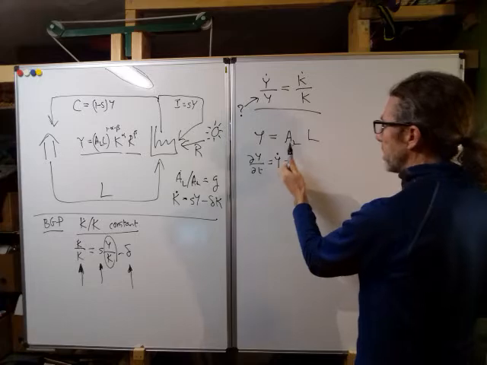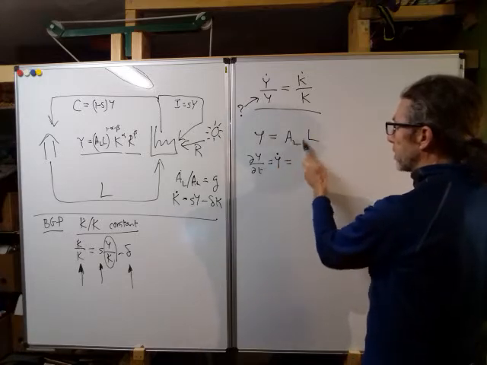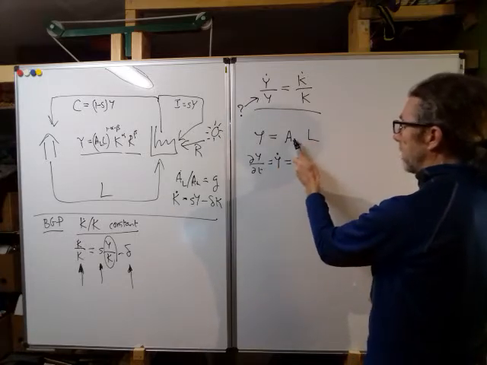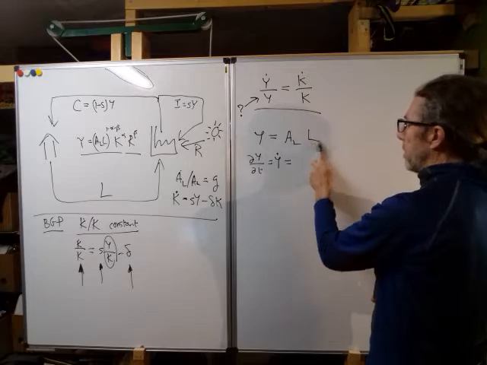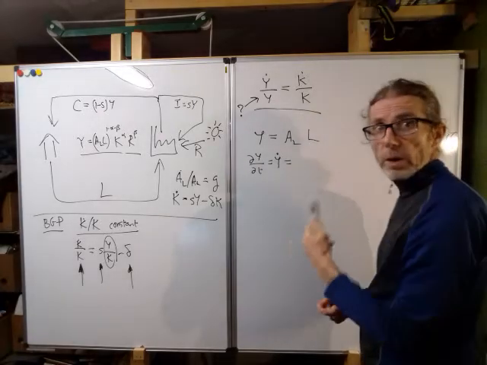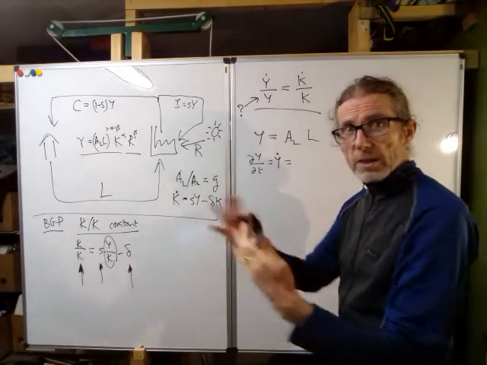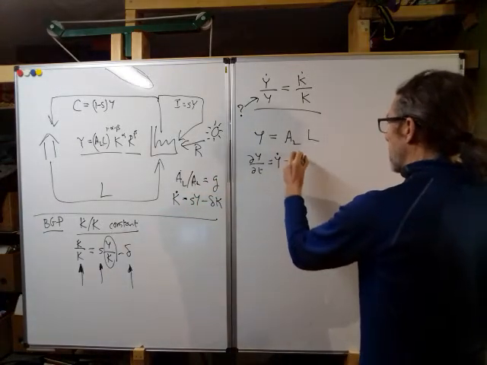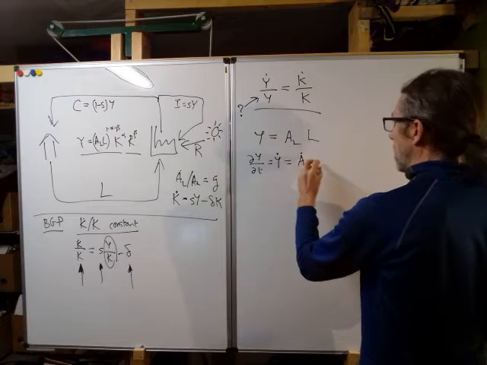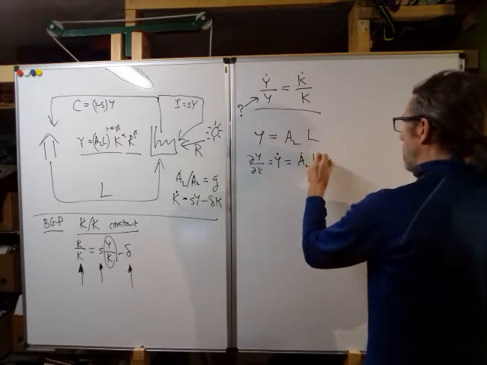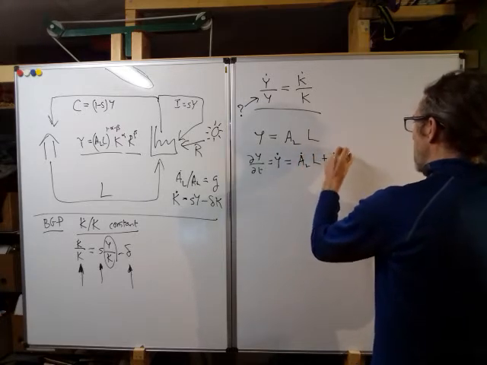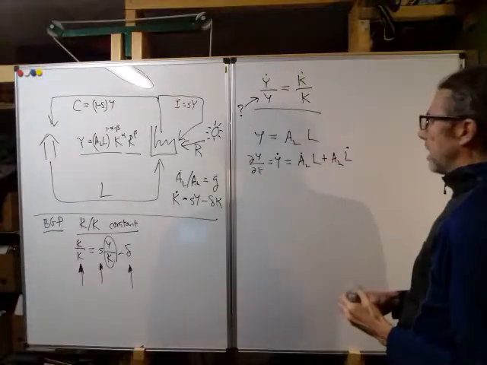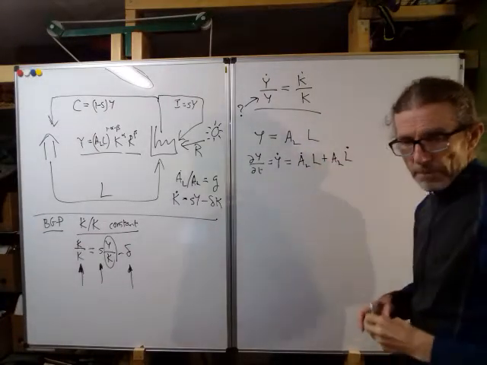So what is going to make y grow over time? If this is going to grow over time, that will make y grow. And if this grows over time, that will also make y grow. And those two effects are kind of independent. We have to add them together. So it's A_L dot L plus A_L L dot.